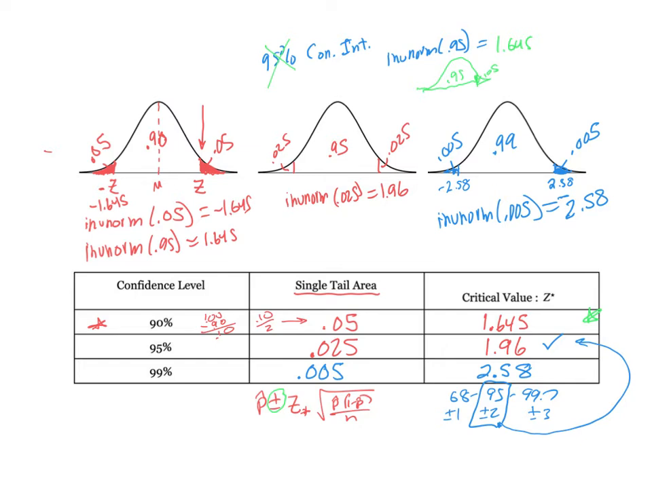You always inverse normal what ends up being in one tail, which would be 1 minus 95%, and then divide that by 2. So it'd be 2.5%, or we'd do 0.025. So that's a very important thing to understand, where we get those from.